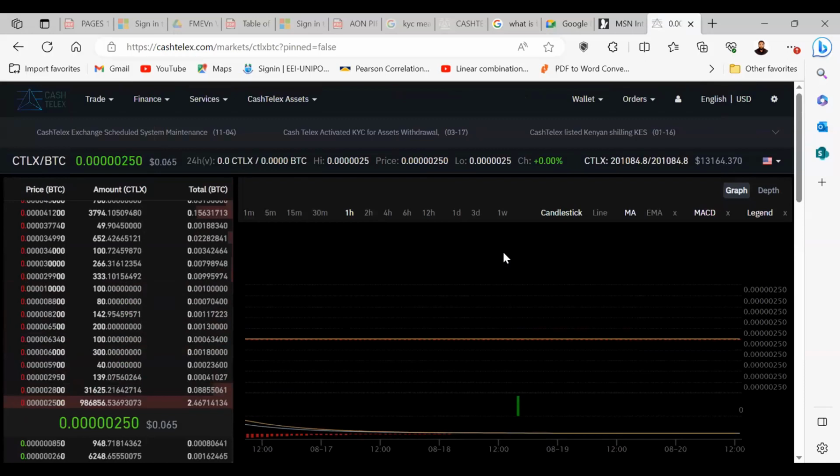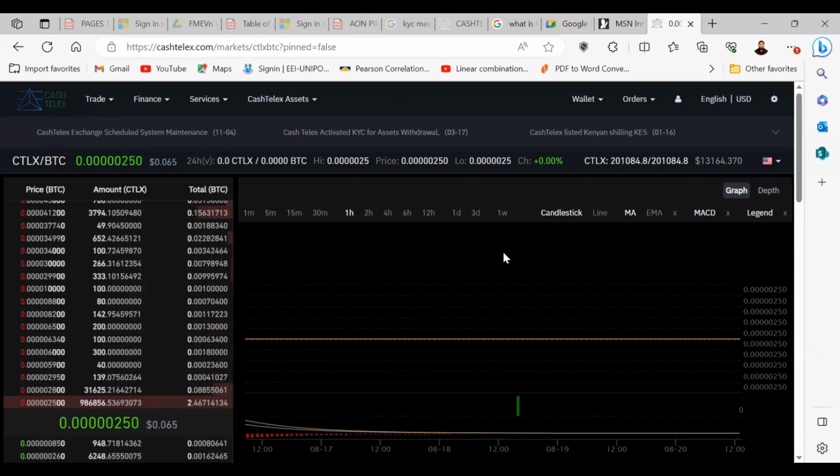Okay, sorry, I was supposed to tell you the learning objective, or what I'm training you on. Basically, I'm going to train you on how to sign in, which I've done. Then the second thing is how you can place an order, place a trade on the CashTelex exchange. So this is what I'm doing now: how you can place your order.